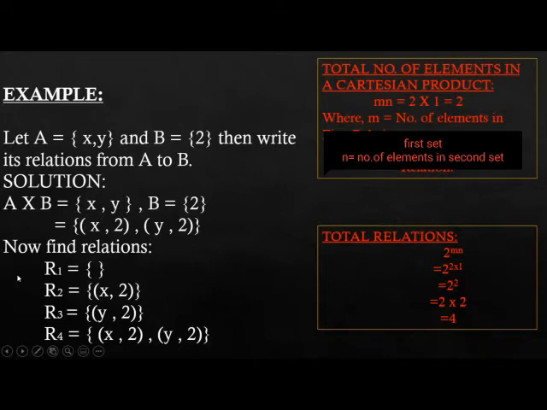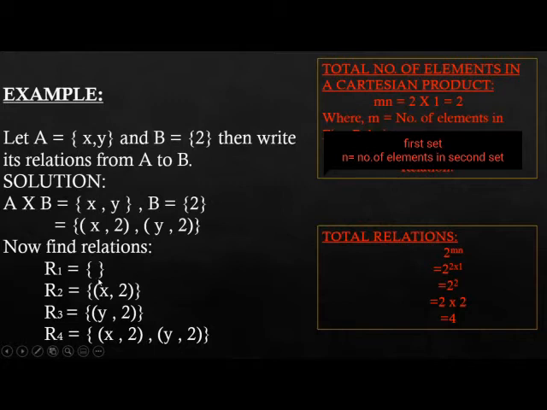Now we have to find the total relations. There is a formula to find the total relations, which is 2 raised to the power mn. m is 2 and n is 1. So 2 multiplied by 1 is 2. 2 twos are 4. So 4 relations are going to be made through this Cartesian product.